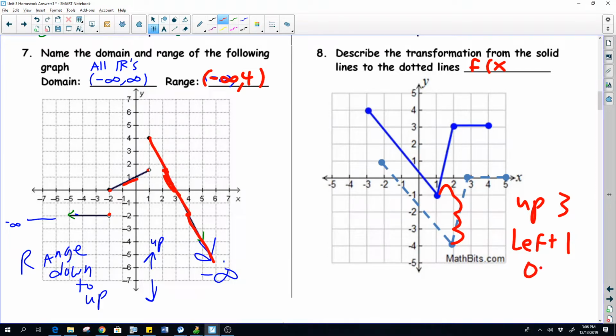And so since it's left, you have to think opposite. So when you think left, you usually think -1, right? But it's going to be +1, even though we're going to the left, because you have to think opposite, remember? And so this is the notation they want you to use. You're going to see on the test. So we're going to go left 1, and then don't forget your up 3. And that's it. So there's number 8.